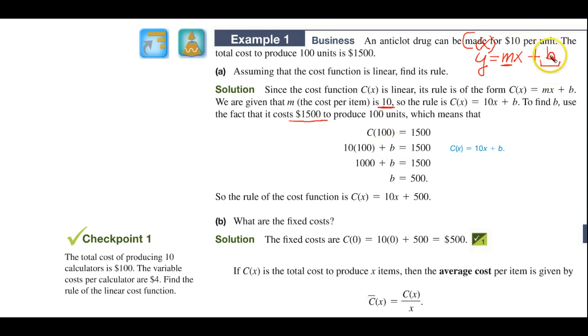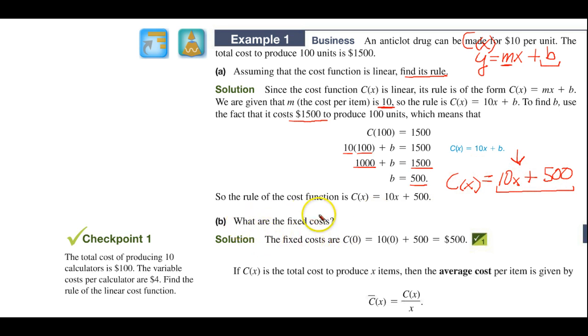Well, we have to figure out the b part then. What is our y-intercept in a sense? So we're going to produce 100 units at $10 each. That gives us 1,000. 1,000 plus b is our total cost, 1,500. So b then would be 500. And now we can put it in our cost function. That it's $10 to produce each unit, and then our fixed cost would be 500. So this is the rule, the equation in slope-intercept form. As we put in our x values, the number of items, we get our cost.